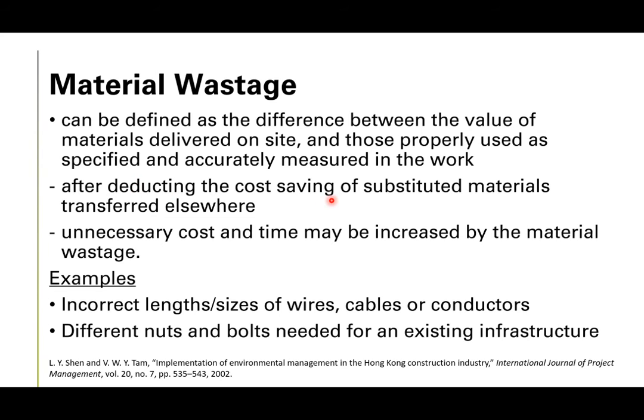After deducting the cost saving of substituted materials transferred elsewhere, unnecessary cost and time may be increased by the material wastage. So, material wastage, in other words, is the difference between the delivered and the actual. For example, incorrect lengths or sizes of wires, cables, and conductors. So the cables or the wires that arrive on the site are not actually fit to the actual setting.